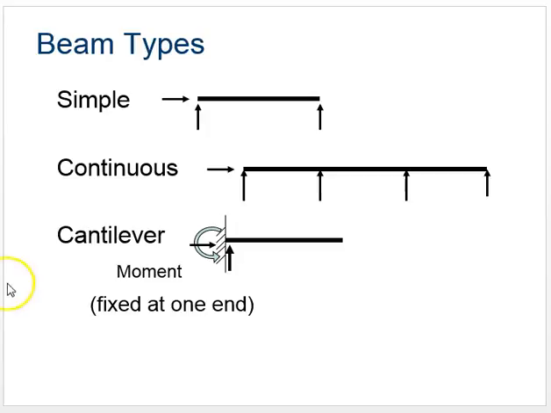Different types of beam design. This would be a simple beam, only has 2 reaction forces on the bottom. Continuous could be multiple supports underneath. And then cantilever means that it's only supported on one end, and that end is fixed, and then it sticks out like this. A good example of that would be a diving board. It's fixed on this end, and the other end can move.